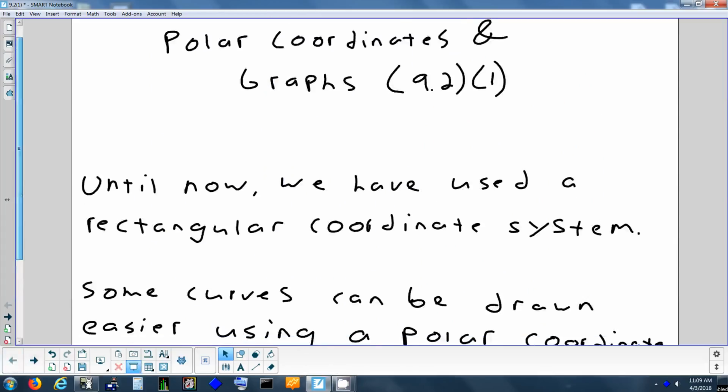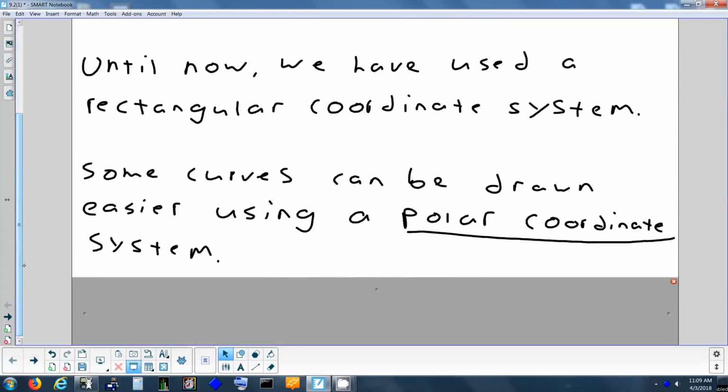Has anyone used polar graph paper before? No? It's pretty easy. We'll talk about one of the most basic things you can do with polar, which is just graph a point. And I think that's all we're going to do today, graph points. We're not even going to draw an entire picture, just one dot.